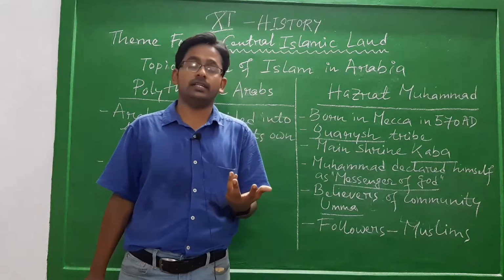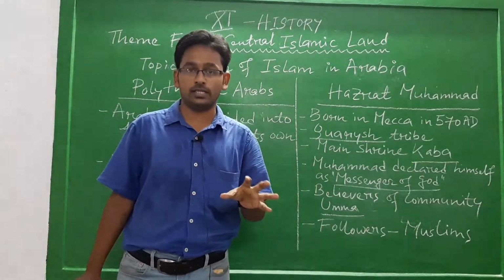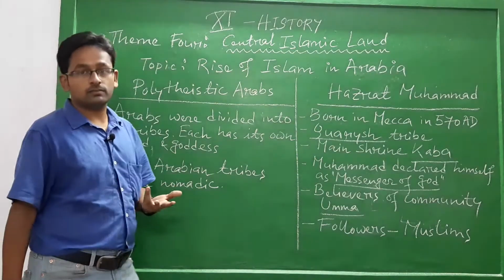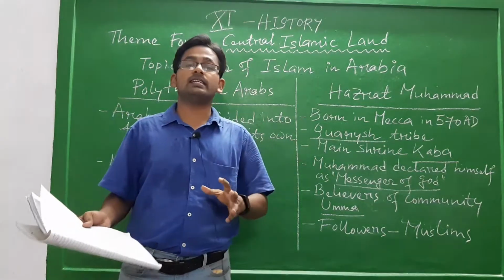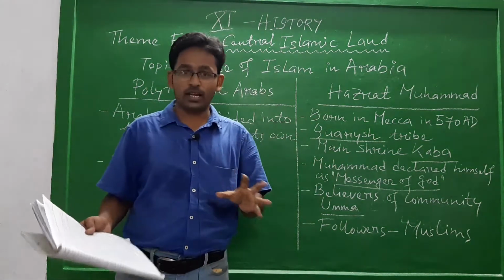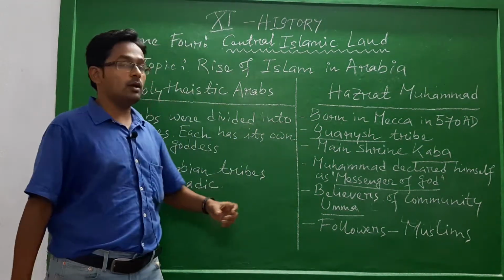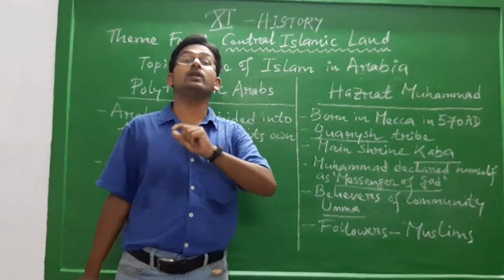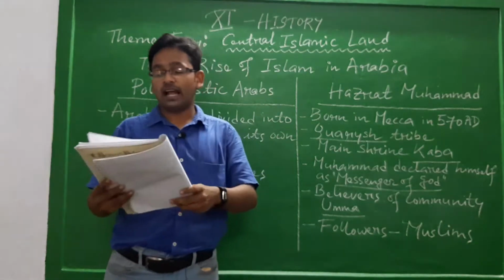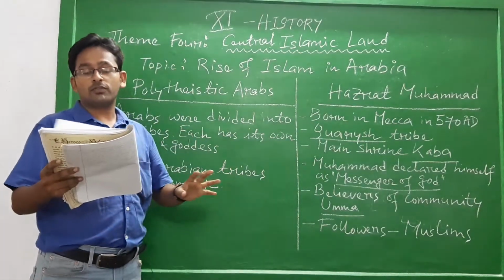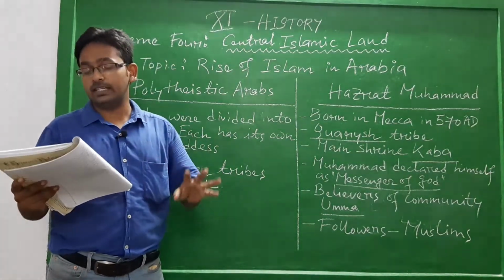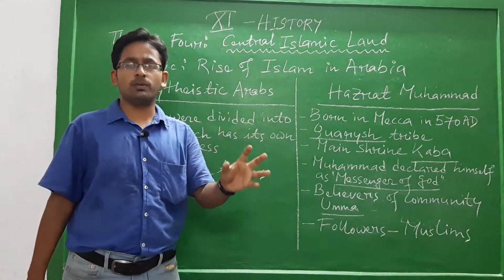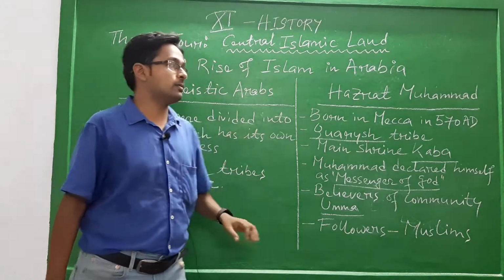So the Arab community in the world were basically polytheistic. And many Arabian tribes were nomadic. The nomadic Arabian tribes are known as Bedouins. So the word nomadic in Arabic is Bedouin. I hope you heard the word Bedouins, Arab Bedouins. And these tribes moved from dry to green areas of the desert in search of food and fodder. This was their occupation, and in this way they obtained their livelihood.